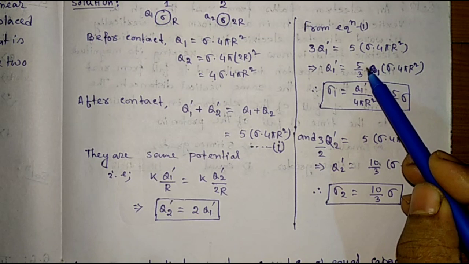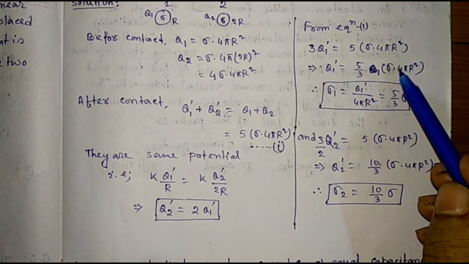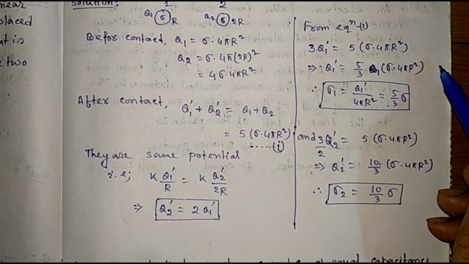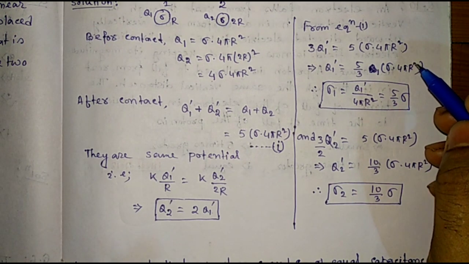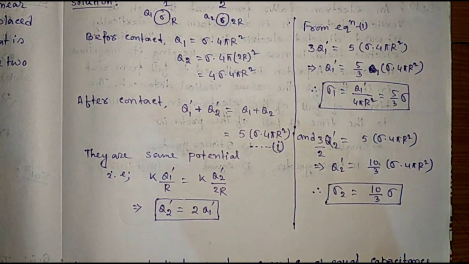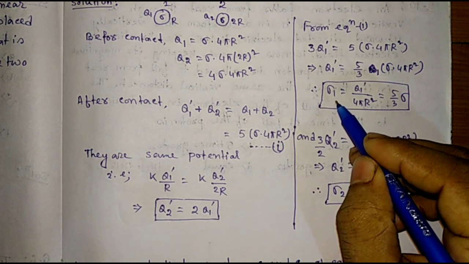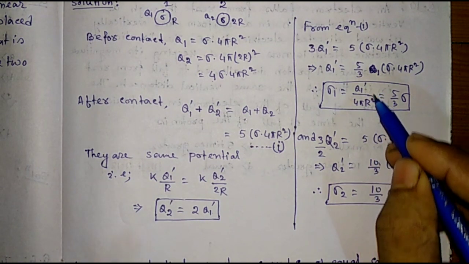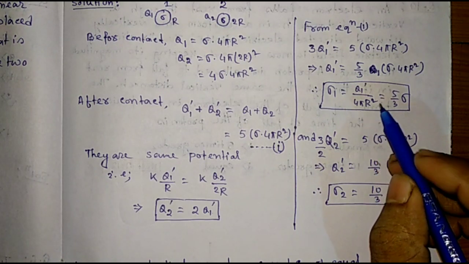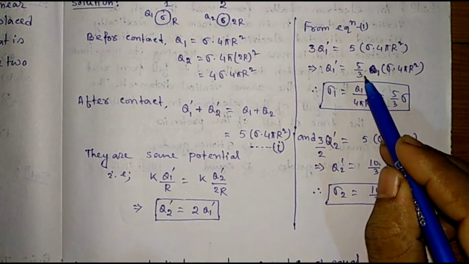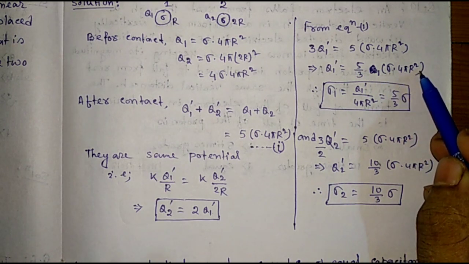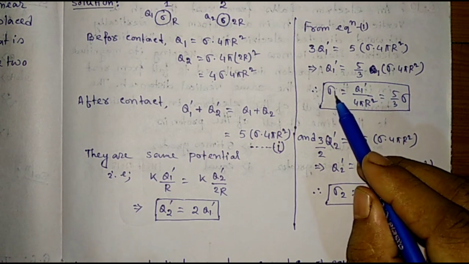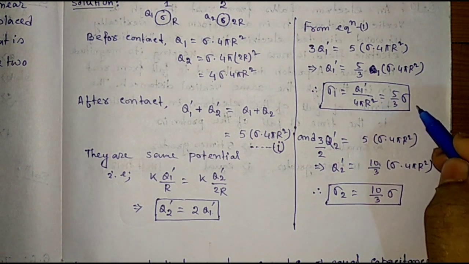Now q1' is equal to 5 by 3 sigma 4 pi r square. Now the surface charge density after contact, sigma 1, is equal to q1' by the surface area 4 pi r square. So 4 pi r square and 4 pi r square get cancelled. So sigma 1 is equal to 5 by 3 sigma.